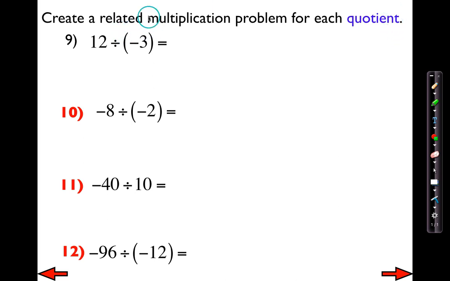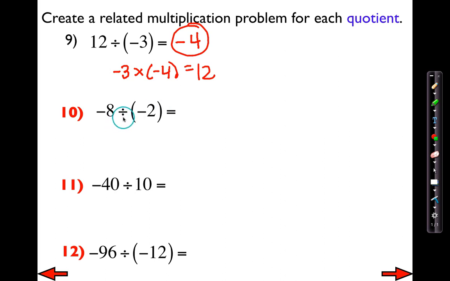Okay, so here, let's see, what could we do to multiply by negative 3 to give me 12? Well, we have a negative. The only way to make it a positive is to multiply by a negative, so I'm going to say the answer is negative 4. So to create a related multiplication problem, just to prove it, negative 3 times negative 4 gives me 12, but the quotient is negative 4.